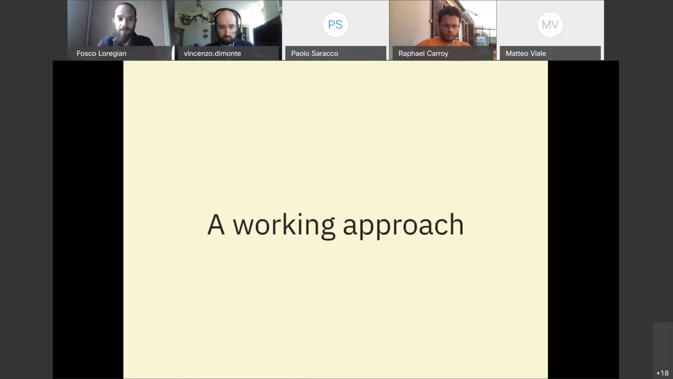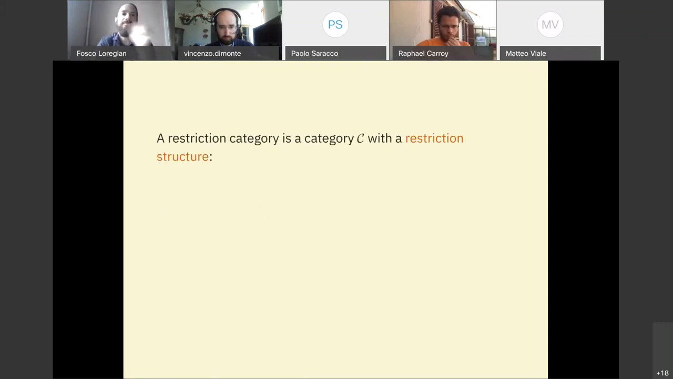Okay, so now for the approach that in the end worked. It's based on a categorical gadget that is called a restriction category. I really don't want to enter the technicalities of what is a restriction category. It's just a category that is endowed with a certain additional structure that is called restriction structure.